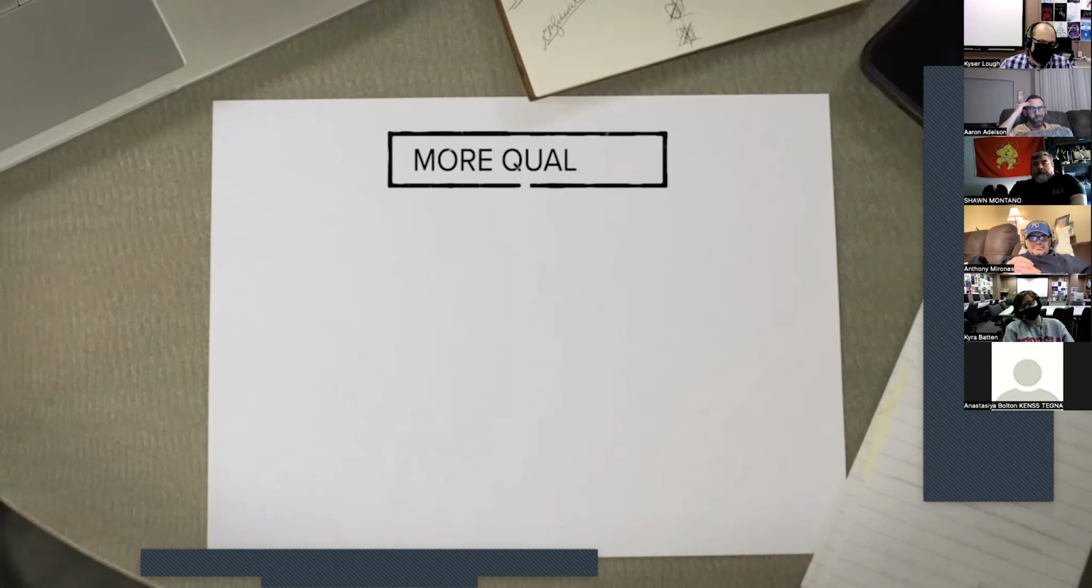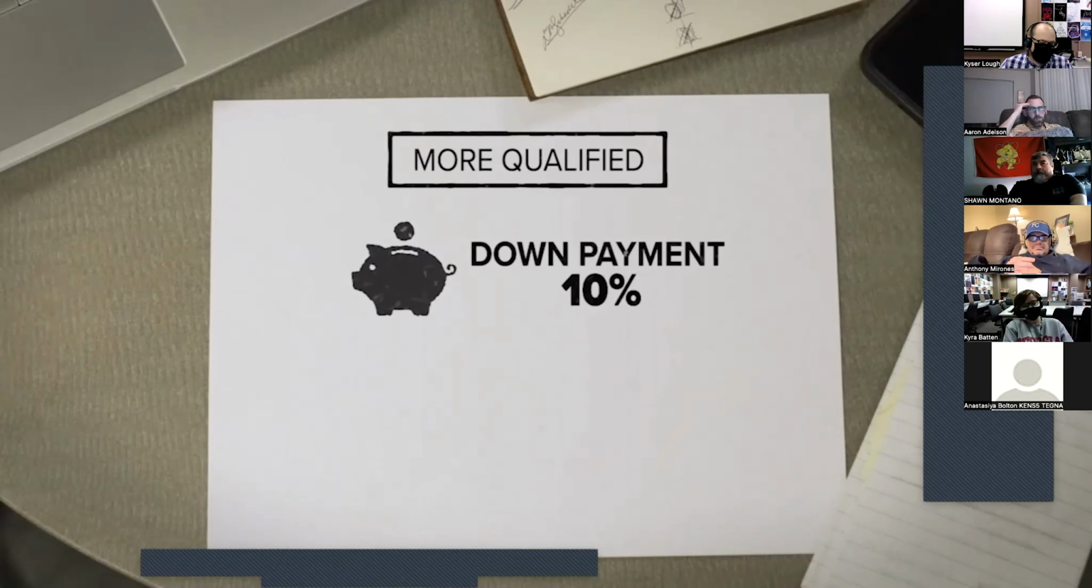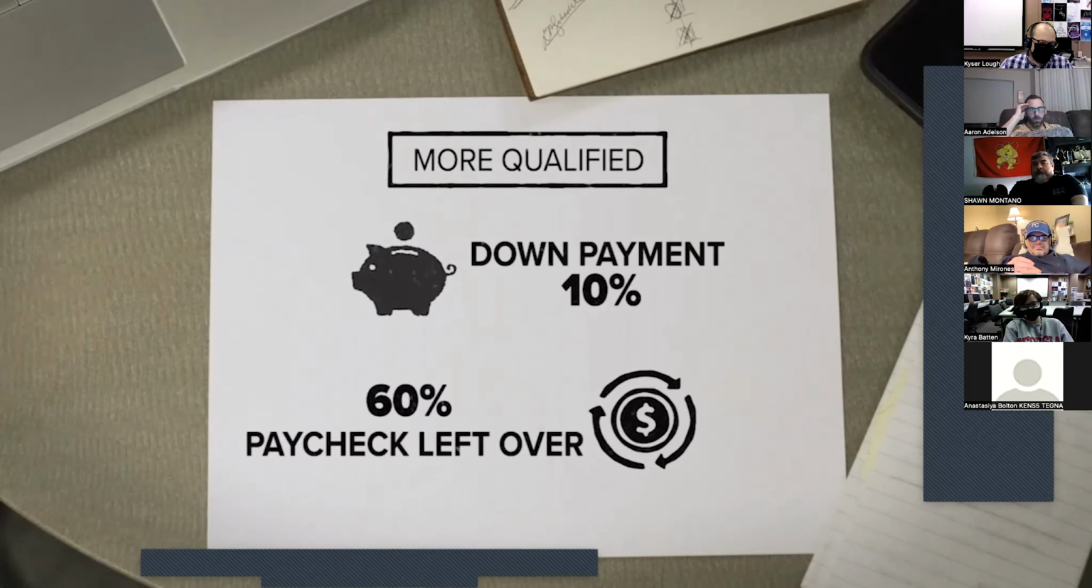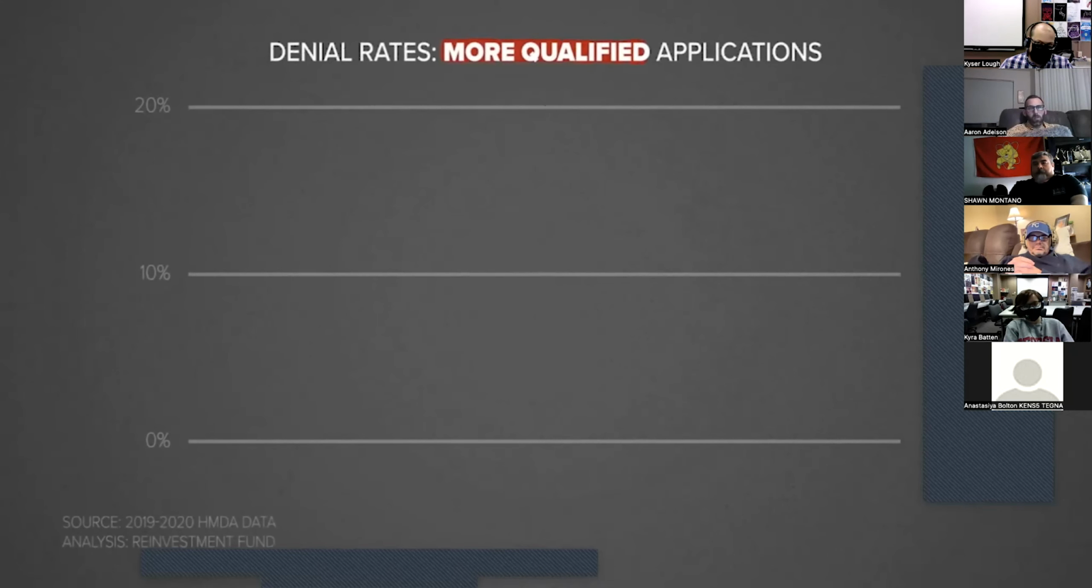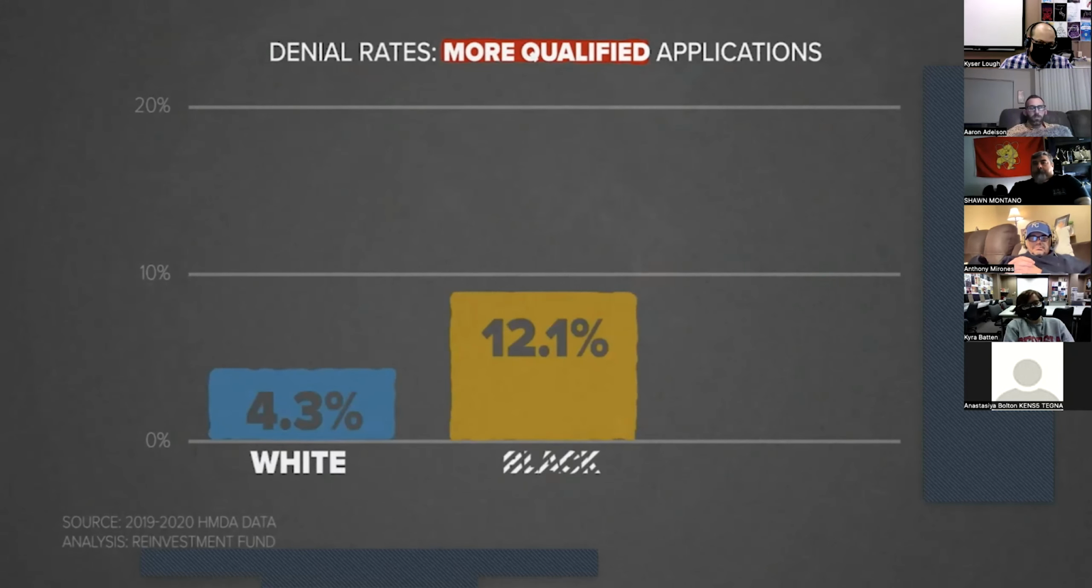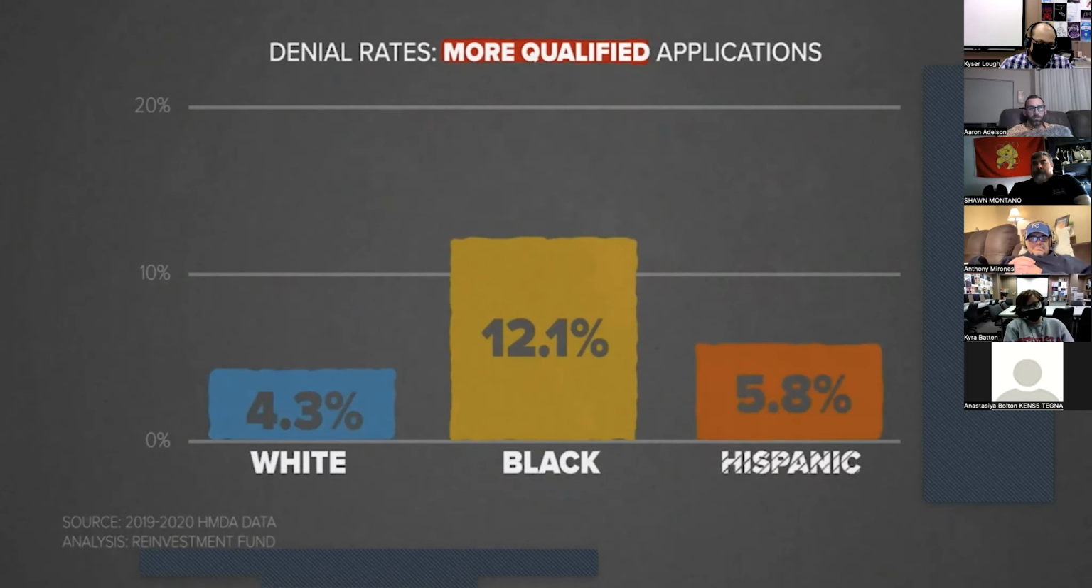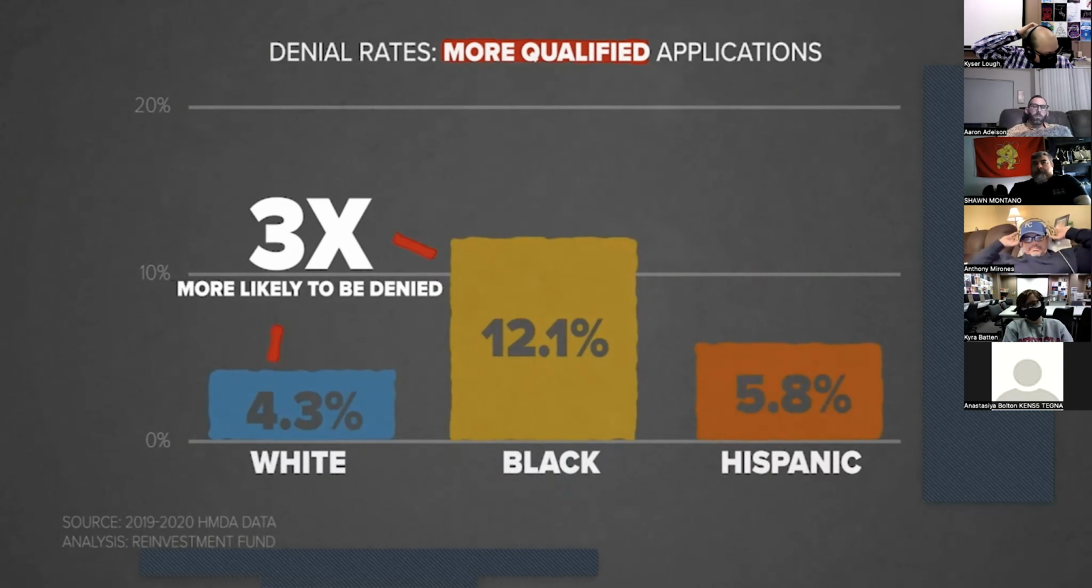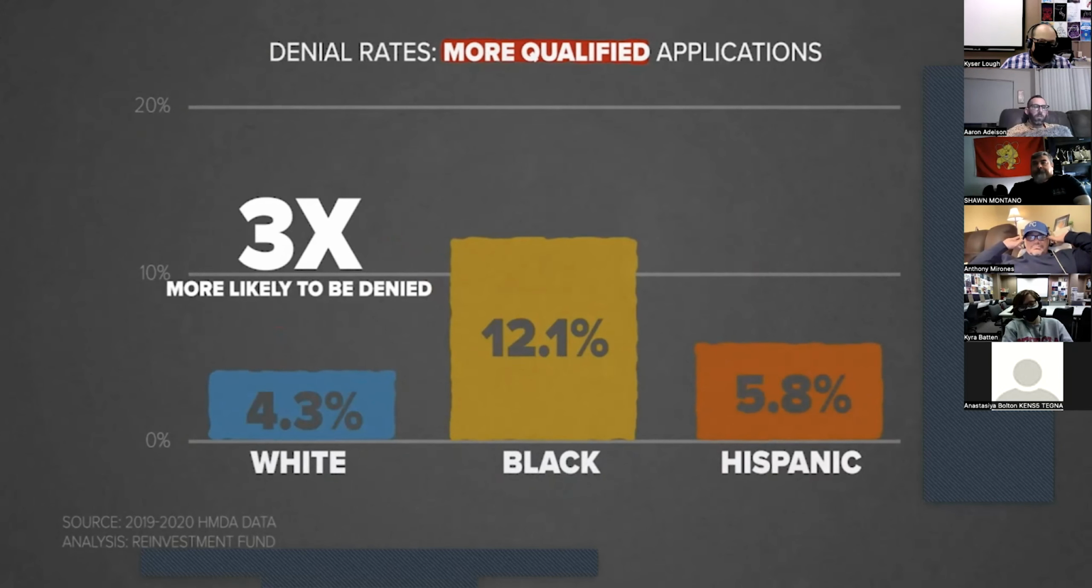So what happens if we run those numbers again, but now instead of looking at all applicants in Dallas, we just look at more qualified people, if they've got enough savings for a down payment of 10% or more, and enough income to pay their debts with close to 60% of their paycheck left over? Well, of these more qualified applicants, we found whites are denied 4.3% of the time, Blacks 12.1%, and Hispanics 5.8%. So even when they're more qualified, Blacks are still three times as likely to get denied.